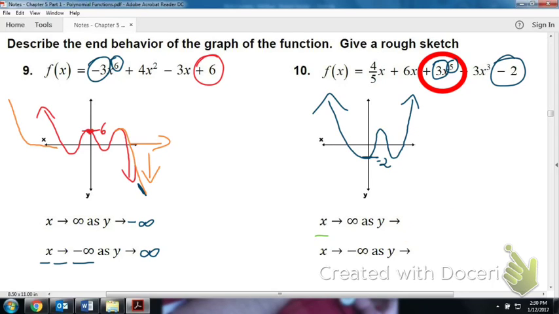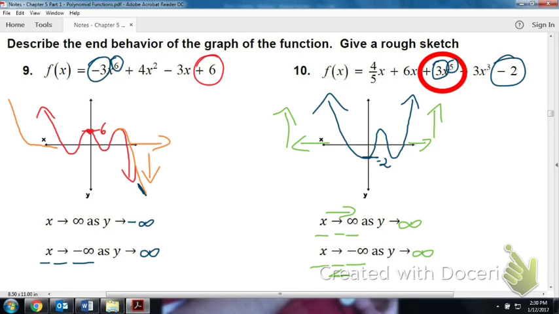As x approaches infinity, so basically as x is going to the right, y is going up. So y is going to positive infinity. As x approaches negative infinity, so basically as x is going left, y is also going up. So y is also going to positive infinity. So no matter which way you go, as you reach the infinities, they're both going positive. We're going to the right forever, we go up. We go left forever, we also go up.